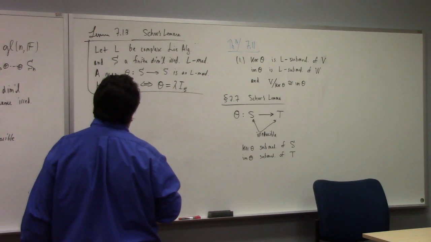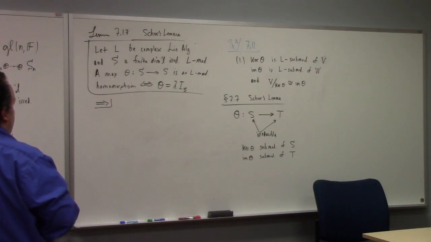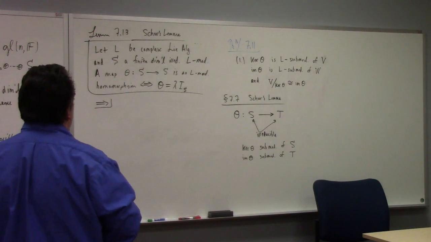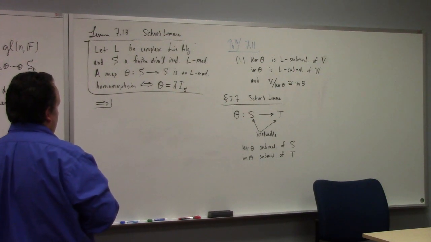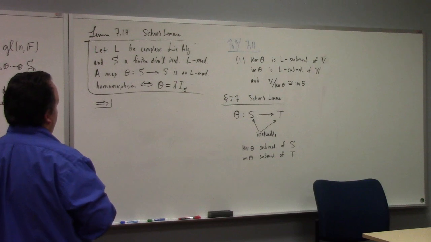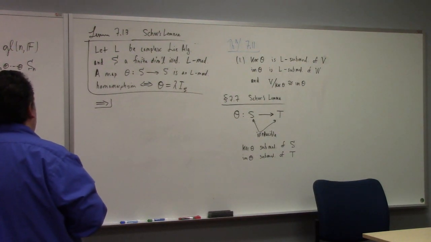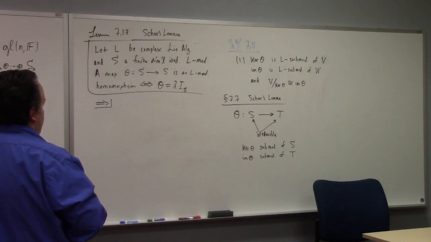Let's see. Take the question. We've got a complex Lie algebra. S is a finite dimensional irreducible L module, and theta is an L module homomorphism. Well, it's irreducible. So that means that the homomorphism has to be an isomorphism, right?